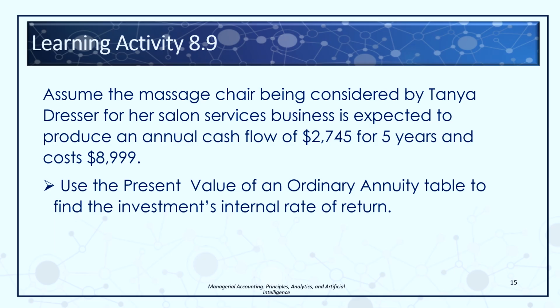Now complete learning activity 8.9. The massage chair costs $8,999 and produces annual cash flow of $2,745 for 5 years. Compute the present value annuity factor. Then locate the closest present value annuity factor on the table for 5 years. The associated interest rate is the internal rate of return. Pause here and work through the activity. Once you've finished, check your answers with the solutions provided in the back of Chapter 8.